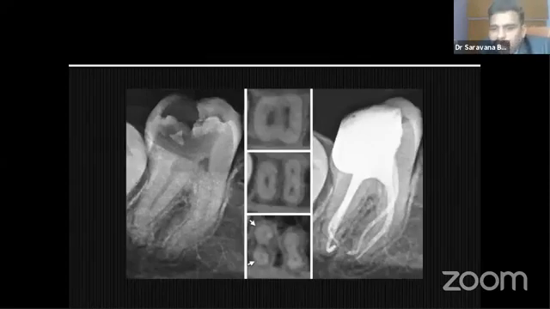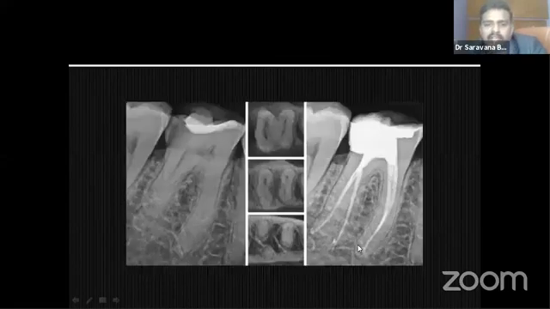Again, these are multiple morphological variations of the tooth. This is a case of radix entomolaris. You can assess the two different roots in the distal aspect after the obturation. This is a clear picture of the obturation. Again, this is a case of radix entomolaris. This is the mesial root. This is the distal root. There are two separate canals.